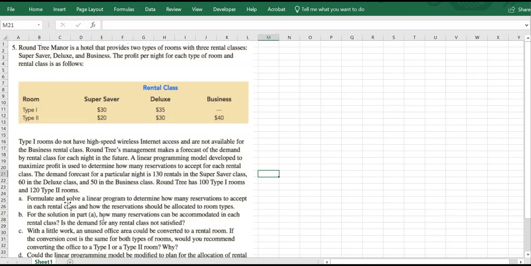So part A, formulate and solve a linear program to determine how many reservations to accept in each rental class and how the reservations should be allocated to room types. So first things first, let's just formulate the problem. Mathematical formulation, the first thing that we need to do would be to determine what our decision variables are going to be.